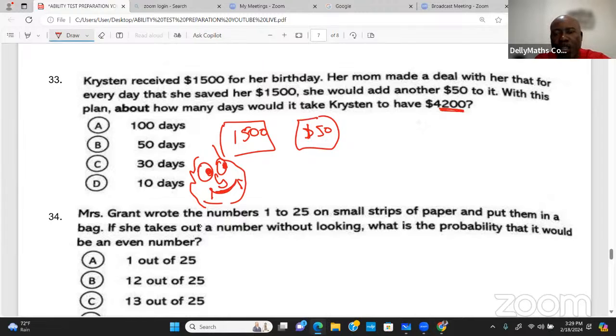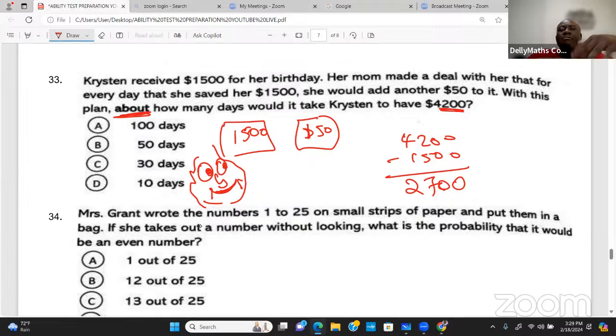How many days? So what we want to do is take the $1,500 out of this. You're talking about how long she would be having that 1.5 plus the extra money, so you want to subtract it. And when you subtract this, you're going to realize that you're really checking how long it will take to make 2,700. But they didn't say exactly, watch this, about. So the answer that we're getting is not necessarily spot on, but it's in the range, because they said about how many. They didn't say how many. If they said how many straight up, we have to nail it.